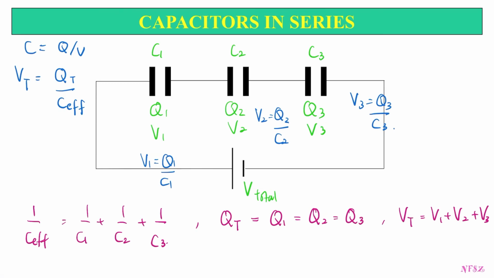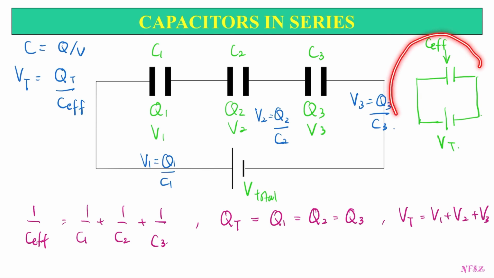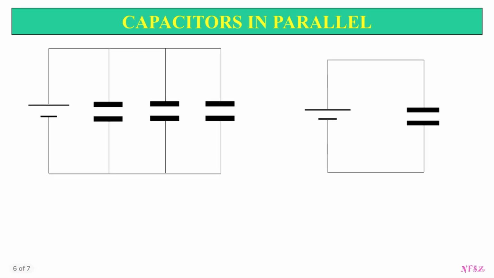Okay, so this circuit we can simplify. When we simplify it like this, this will be the power supply, and here will be C effective. So we simplify it like this, then we get this. For series, even if you don't draw this there's no problem because you can get it straight away. This is for more complicated circuits. Okay, next will be capacitors in parallel.